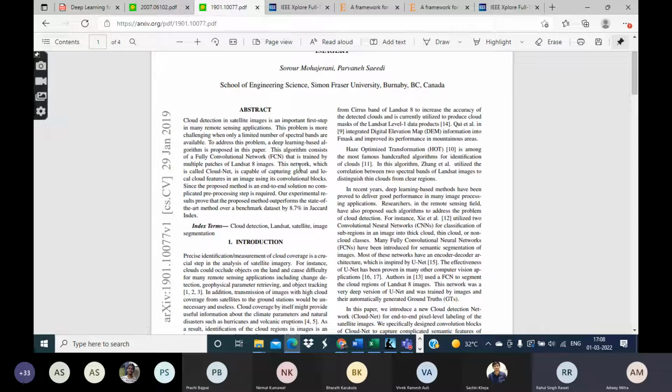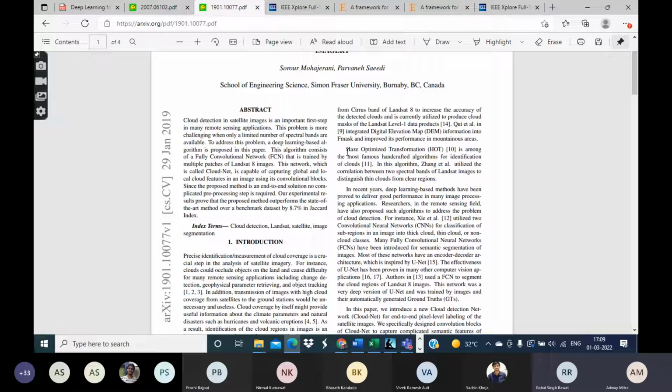Okay, this network, which is called the CloudNet, is capable of capturing global and local cloud features in an image using its convolutional blocks. So a cloud will of course have certain characteristics or features. Global features are the overall shape of the cloud, and local features may mean, say, the texture of a particular part of the cloud. Different parts of the cloud will have different densities, maybe some parts of the cloud will be hazy and so on. So they are claiming it is capable of capturing those things.